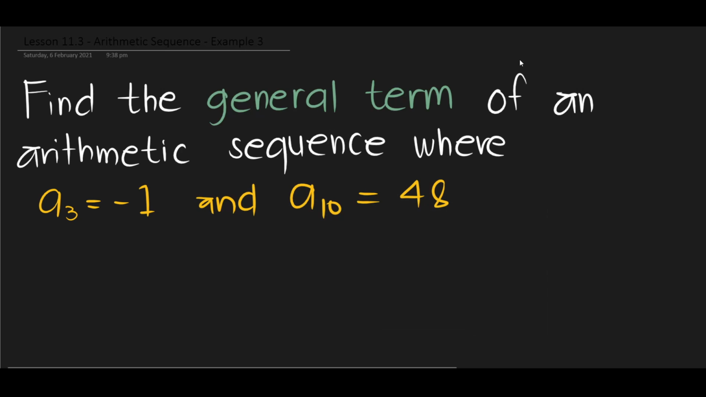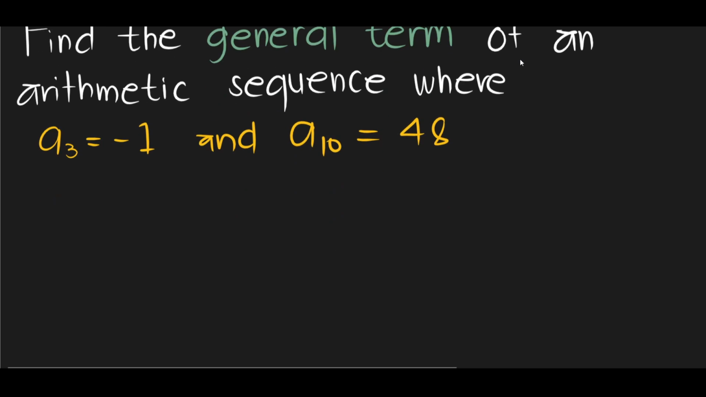Greetings everyone, let us now try to solve this third example for arithmetic sequences. For this problem, we are asked to find the general term of an arithmetic sequence where a3 is equal to -1 and a10 is equal to 48. Okay, so how do we start solving this problem?